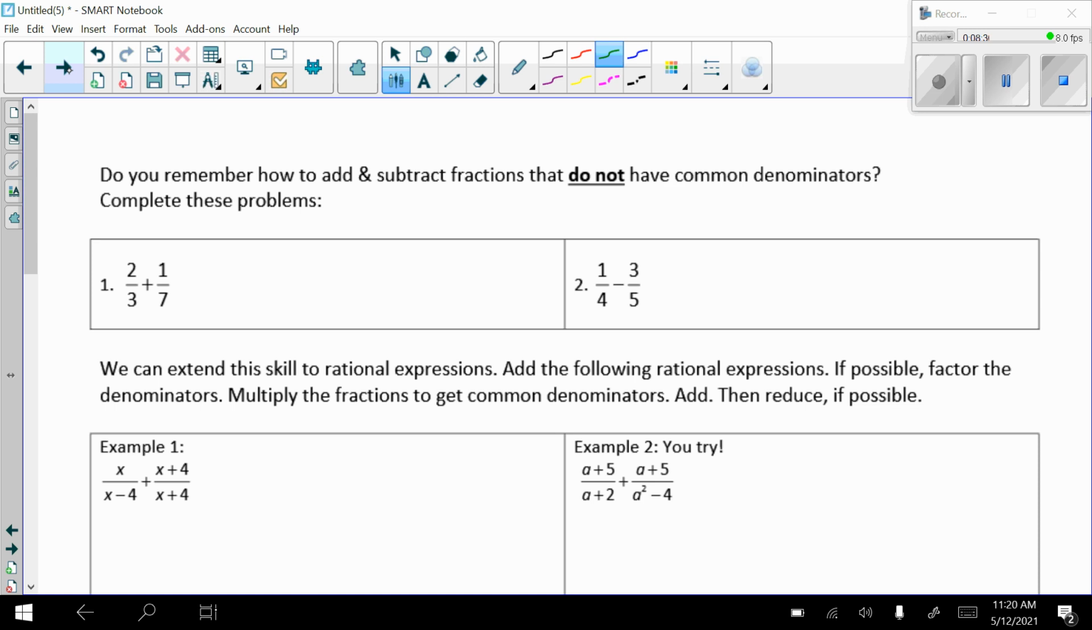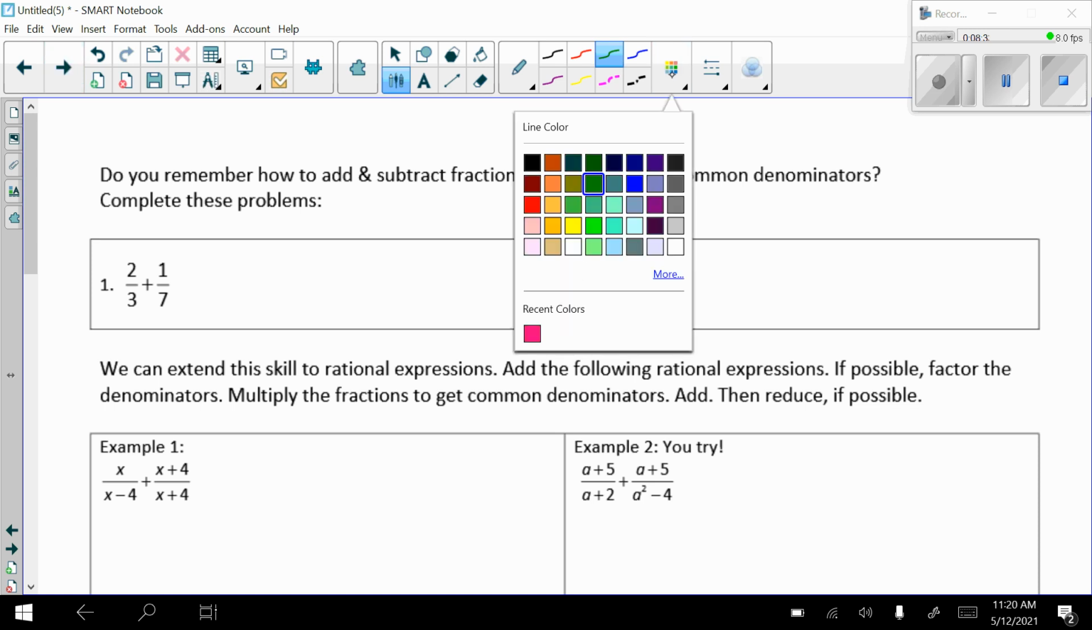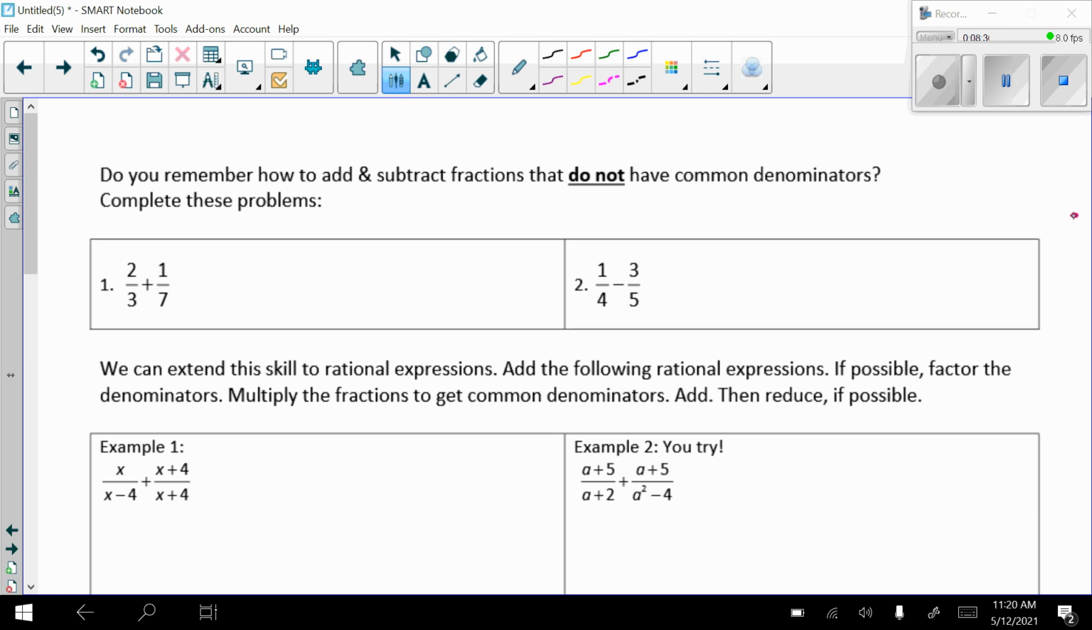Okay, so it's about to get real, because now we're going to add and subtract fractions that do not have common denominators. So let's recall, with numeric fractions, we have to get a common denominator. So we have to say, what element does this have that this fraction does not have? Well, it needs a 3 in the denominator. So we will multiply by 3 over 3. This fraction has a 7 in the denominator. This one does not. So we will multiply by 7 over 7. What that gives us is a least common denominator of 21.